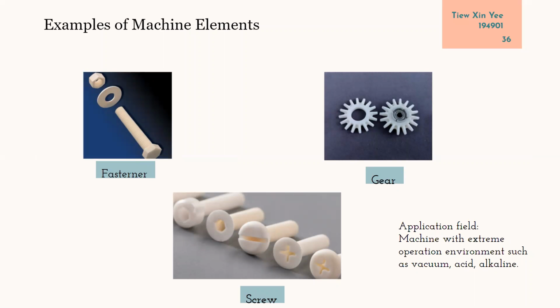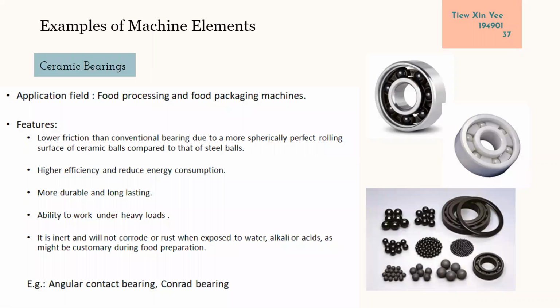The applications of ceramic machine elements are usually in machines with extreme operation environments such as vacuum environments, and high exposure to acid and alkaline. These are the examples of ceramic machine elements, including ceramic fasteners, ceramic gears, ceramic screws, and also ceramic bearings. Ceramic bearings are usually applied in food processing and food packaging machines.